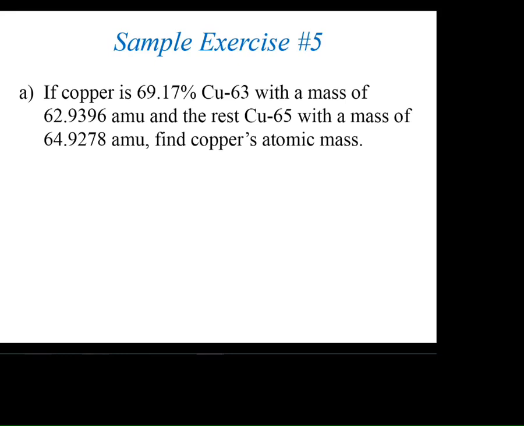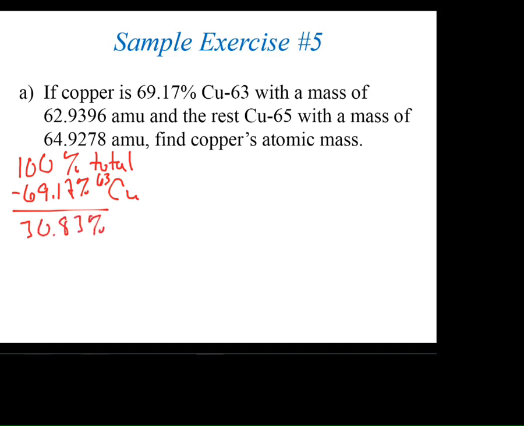Okay, so let me just do it real quick with you. So 69.17% is copper-63. So how do I do 65? I'm going to take 100 minus 69.17%. So the total is 100%, right? If I subtract the copper-63, that leaves me 30.83% copper-65, right?